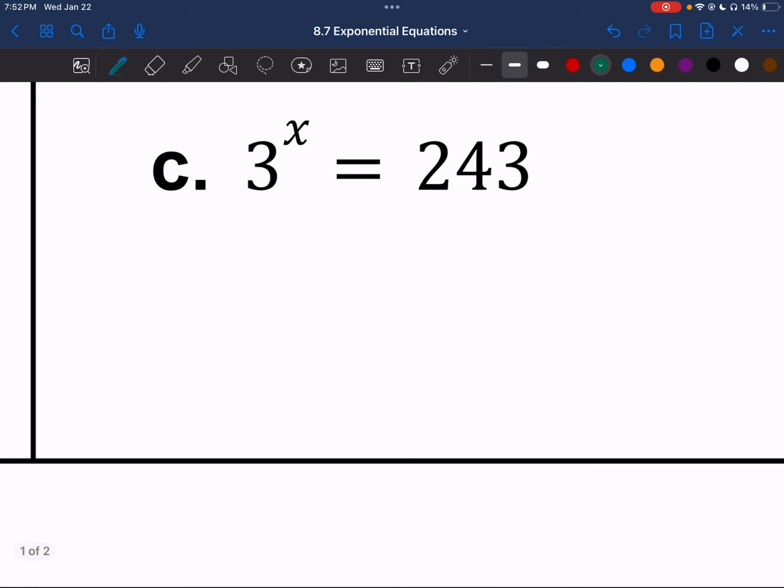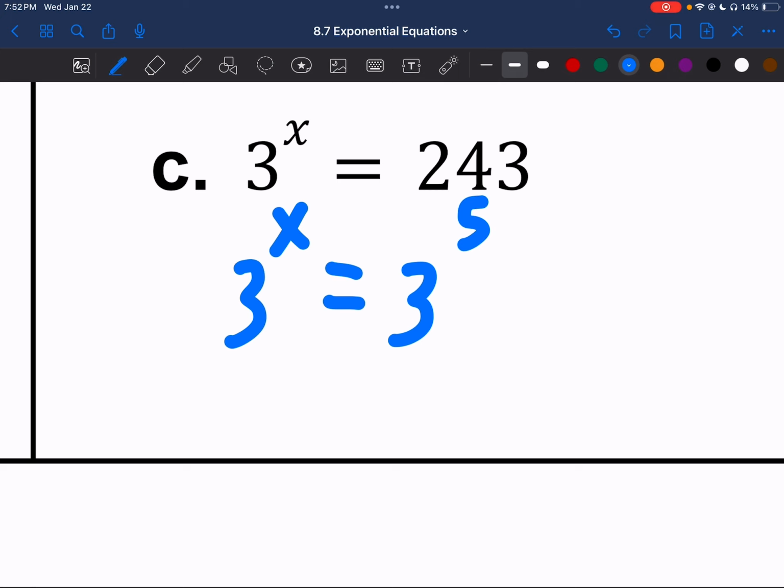All right, letter C. We've got 3 to the x is equal to 243. So we have 3 to the x is equal to our common base, 3. Well, what are our factors? 3 times 3 is 9, times 3 is 27, times 3 is 81, times 3 is 243. So that was a total of 5 3's that we multiplied by. So now we know that our x value must be 5 in order to make that equation true.